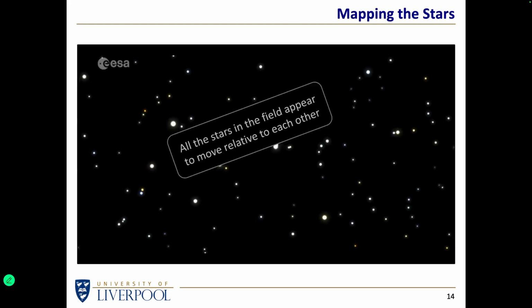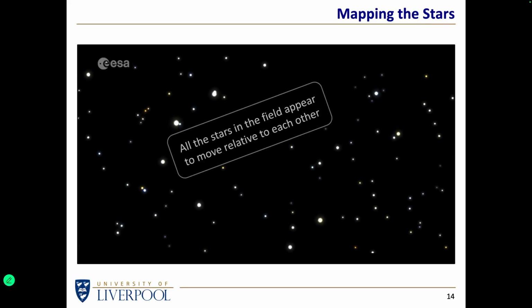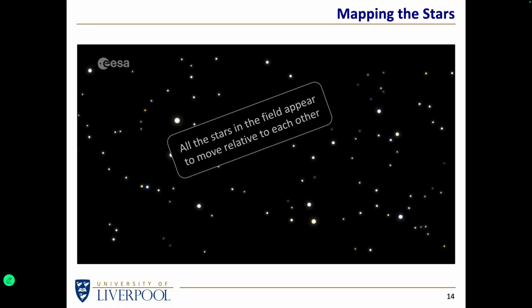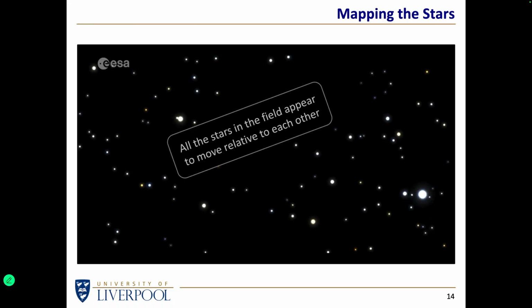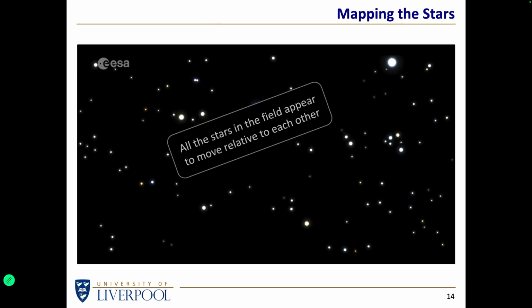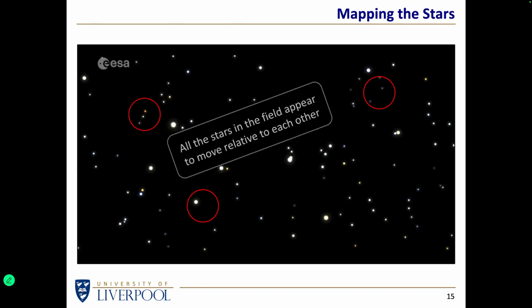This is a little cartoon that just reminds us what the sky actually looks like. Okay, we don't see the stars move that much because when we look at the stars, even through a telescope, they don't appear to move much from night to night or even year to year. But if we were to look with sufficient precision, we would notice that all the stars are moving because of the motion of the Earth around the Sun.